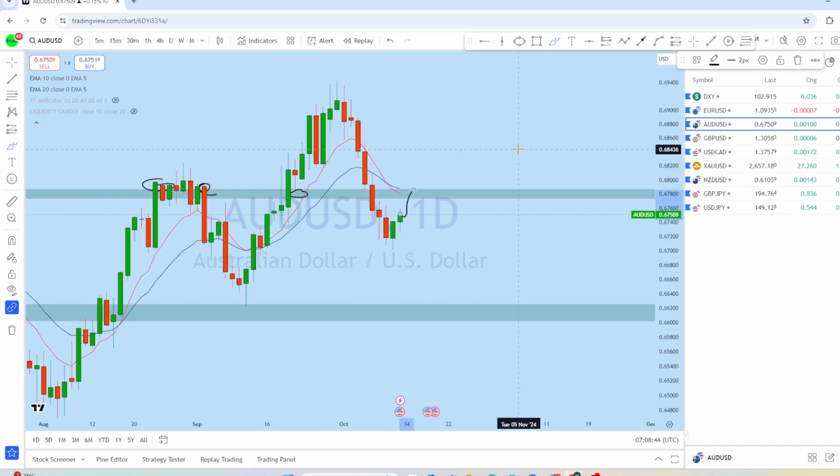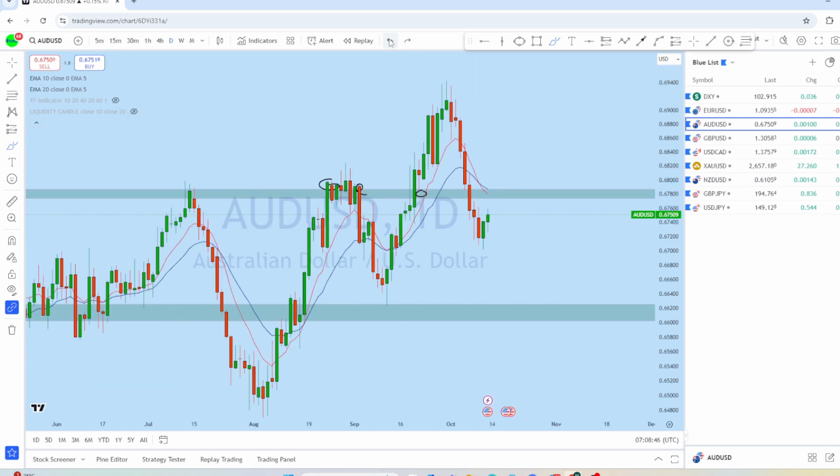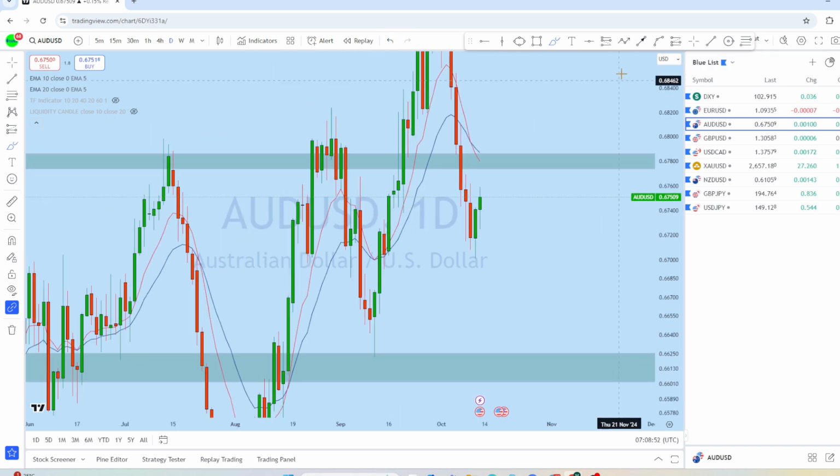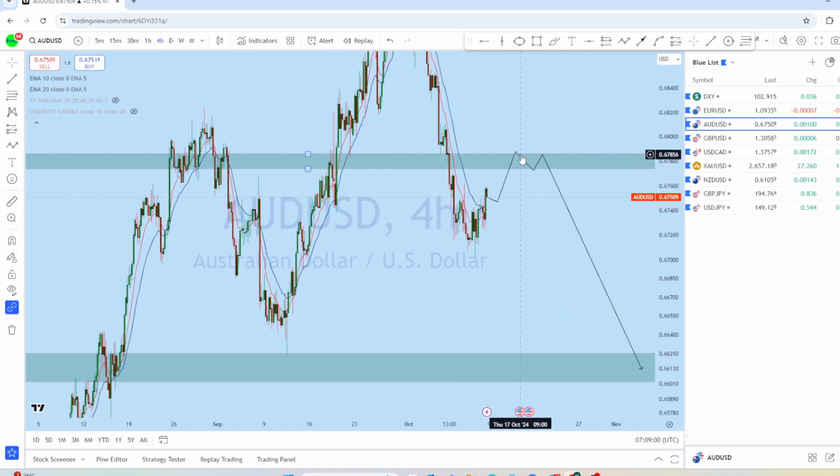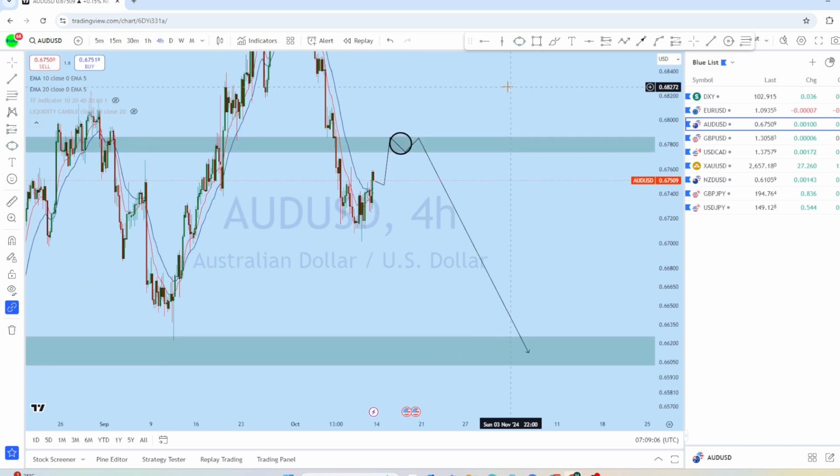We might see the market moving up, grabbing liquidity, and then dropping back down to the support level to create a new lower low. So this is where I think that AUDUSD might be grabbing liquidity and dropping back down. That could be the wave on AUDUSD, as it is still in a downtrend. We can look for a potential selling opportunity.